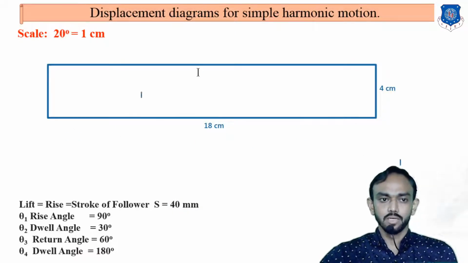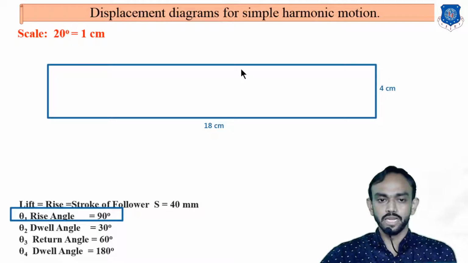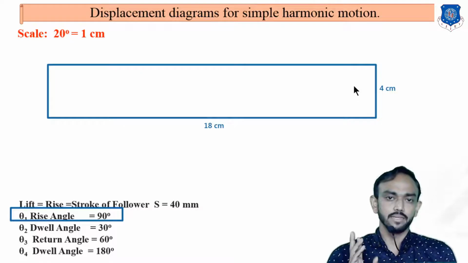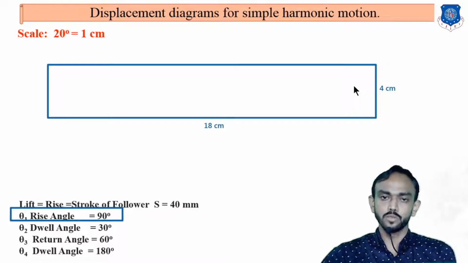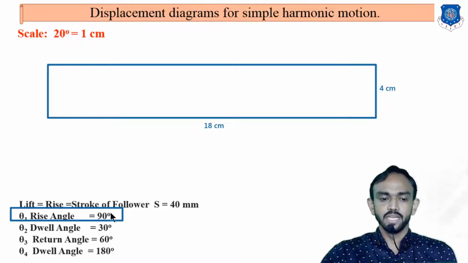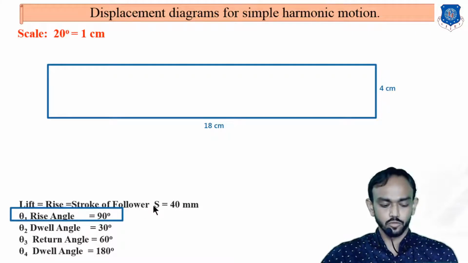So the rectangle is 18 by 4 centimeter, because lift is 40 mm, so 4 centimeter is the height and 18 centimeter is the length. Let's start with the first angle, which is 90 degree. You know that 20 degree is equal to 1 centimeter, so 90 degree is equal to 4.5 centimeter. We have to divide this rectangle in 4 parts as per angles theta 1, 2, 3 and 4. The degrees are given, and we have to convert them into centimeters: 90 divided by 20 is 4.5.